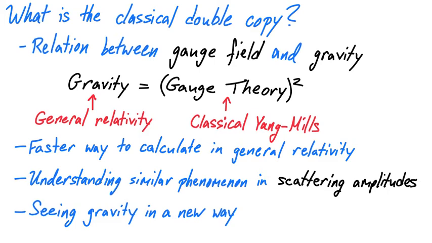The classical double copy described here was formulated as a possible way of understanding that original double copy relation. It can be written schematically as gravity equals gauge theory squared, and it offers a new way to do calculations in general relativity faster, as well as offering a new view of gravity. I'll speak more about its importance to physicists overall at the end of the talk.